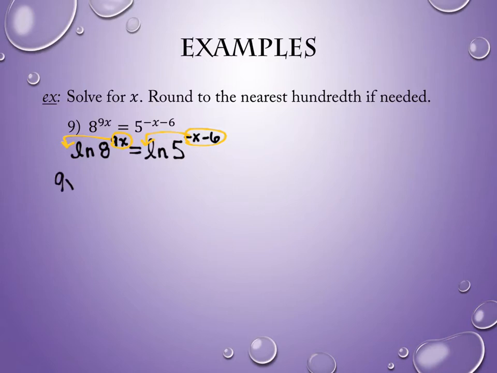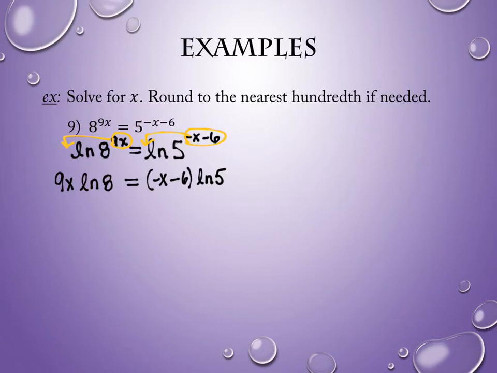So now this is 9x natural log 8 equals negative x minus 6 natural log 5. Okay, is everybody good with that? Notice I put parentheses around the negative x minus 6. Did you notice that? Because all of that's actually multiplied by natural log of 5, right? You all right? It's okay.